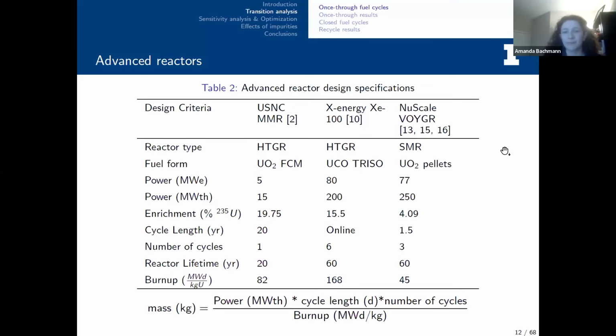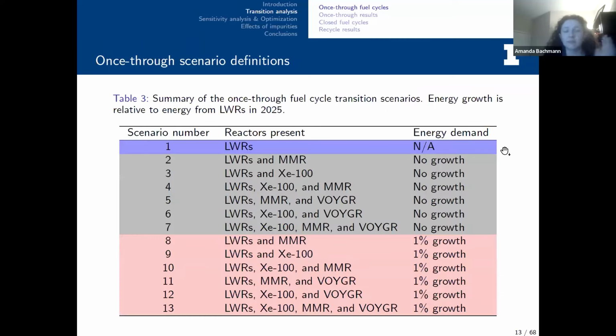Great question. Okay. So there are a lot of different scenarios I modeled for this. The first one was just looking at the light water reactors. That way within the modeling, we can get a sense of what the light water reactors need, potentially compare that to some historic data. And then I considered various combinations of those 3 advanced reactors in either a no growth or 1% growth energy demand.